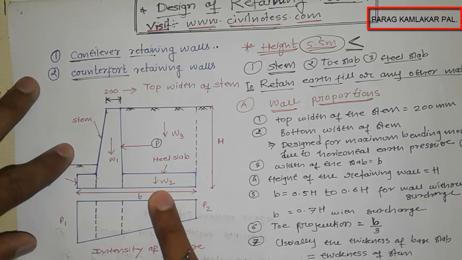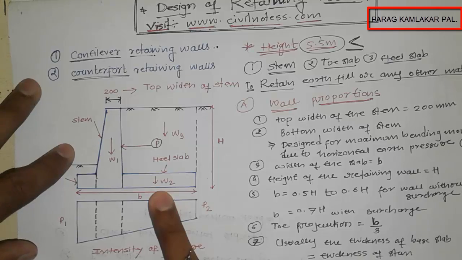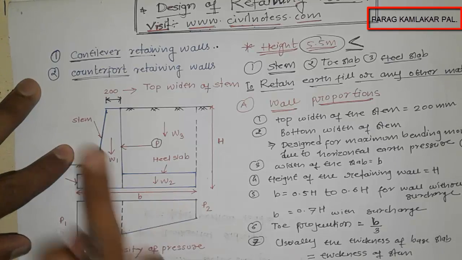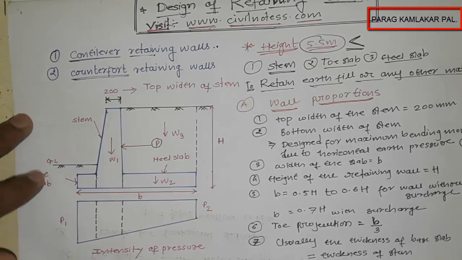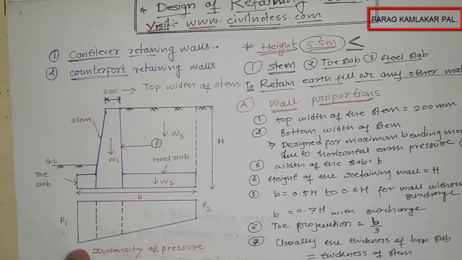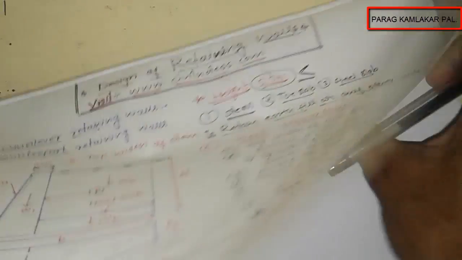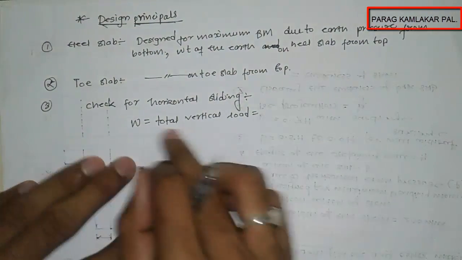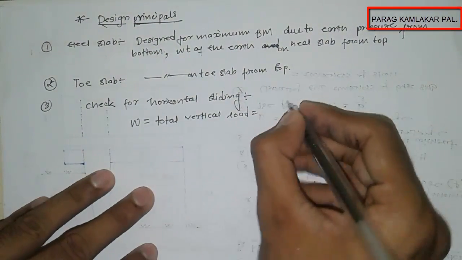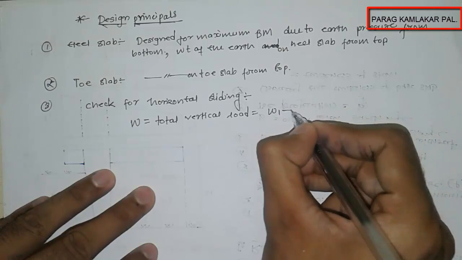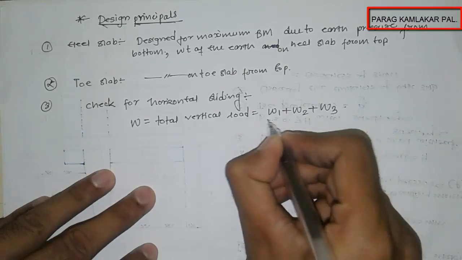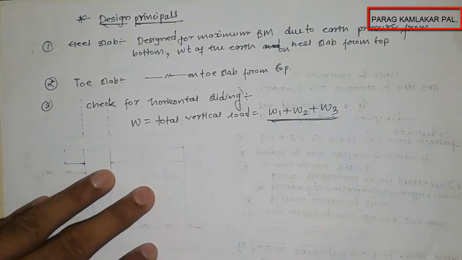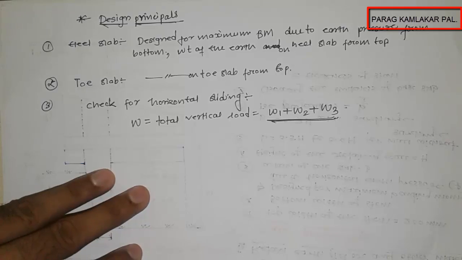Okay, so we have to check for horizontal sliding. For that, the total capital W is nothing but the total of the vertical load. You need to remember this, because whenever we solve the numerical, these things are really very important. So here total vertical load equals W1 because of the stem, W2 because of the slab, and W3 because of your earth fill. So this is W1 plus W2 plus W3.